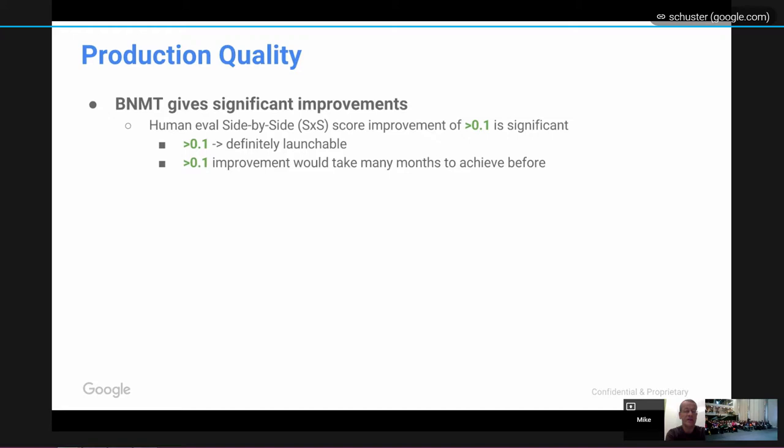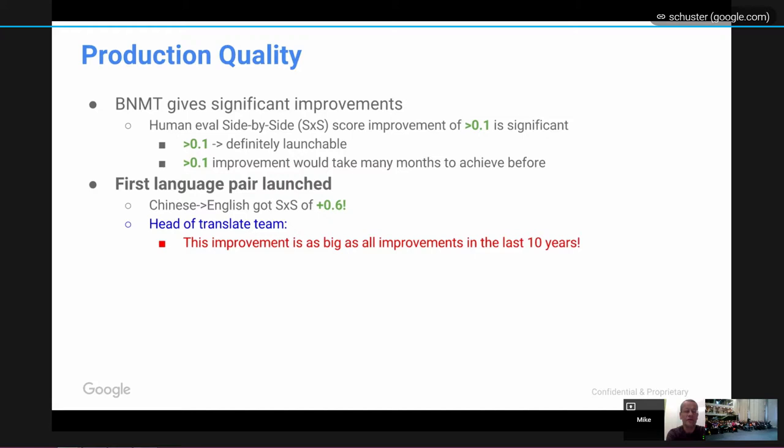So given this measure for our first language pair that we launched, that was Chinese-English, it got a side-by-side score improvement of 0.6. And 0.6 was very big compared to what we ever had before. So for this specific language pair, Chinese to English, 0.6 was the same improvement as what the Translate team had gotten for the last 10 years together in the old system. So this made obviously a big difference.